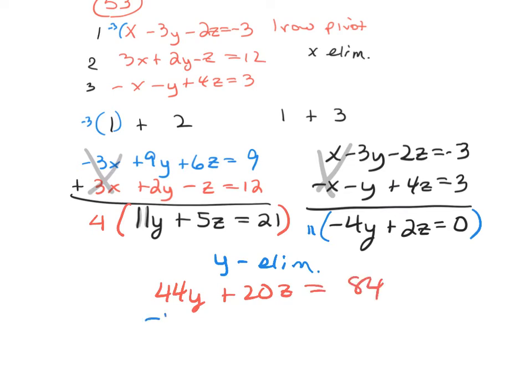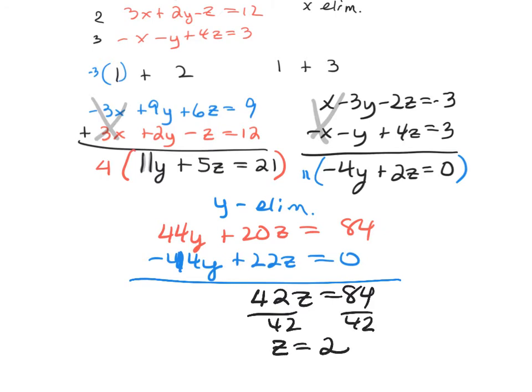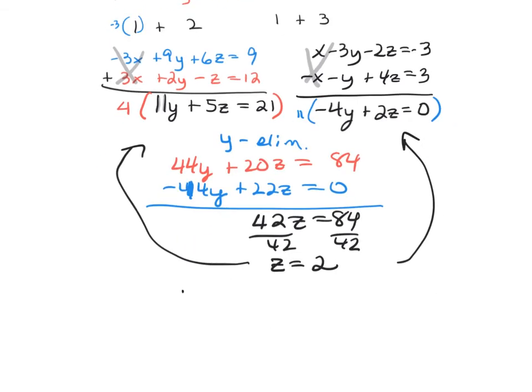Then the blue one, negative 44y plus 22z equals 0. I'm going to add these, and I get 42z equals 84. And then I'm going to divide by 42, and z equals 2. Now I got to go back and plug this into one of these. It doesn't matter which. Let me just do the first one.